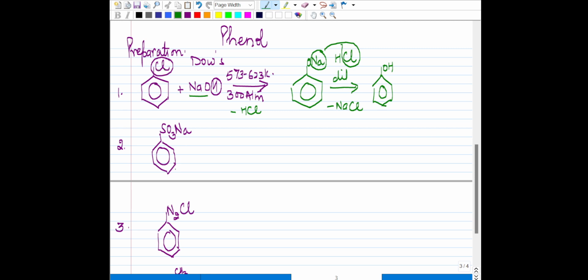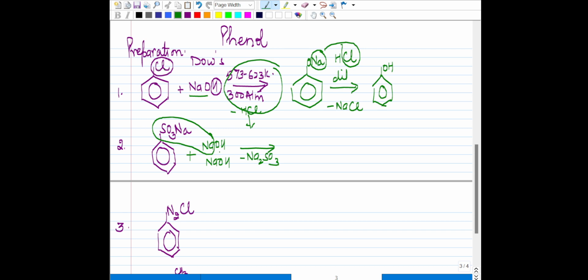Okay, likewise we take up the second, when we prepare phenol from benzene sodium sulfonate. Now when we take benzene sodium sulfonate, it is treated with two molecules of sodium hydroxide. Again the pressure and temperature conditions are the same. So at very high temperature and pressure, what will happen? This sodium combines with the sulfonate to form Na2SO3, right? Na2SO3, sodium sulfite, is formed.